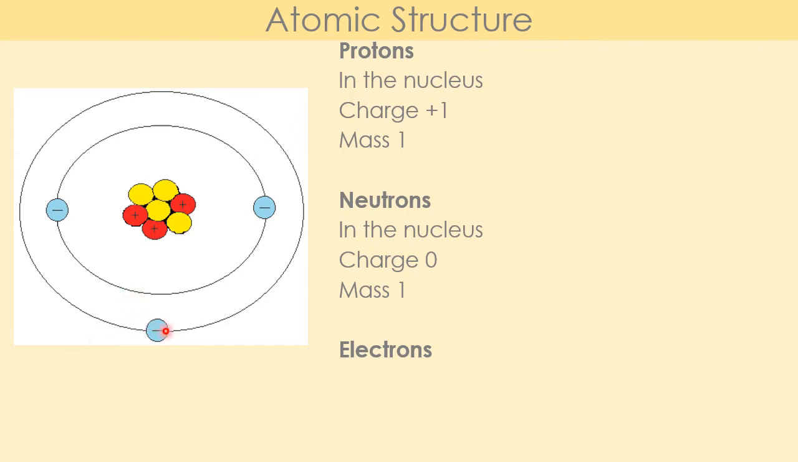Finally, we've got our electrons. Those are those blue ones around the outside with the minus sign in, and they are orbiting the nucleus. They're going around the nucleus. They have a charge of -1, which is opposite to the protons, and they have a relative mass of 0. They do have a very, very tiny mass, but we don't need to worry about what it is. It is ridiculously tiny.